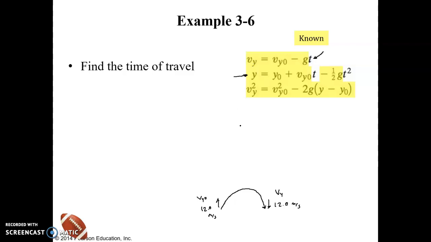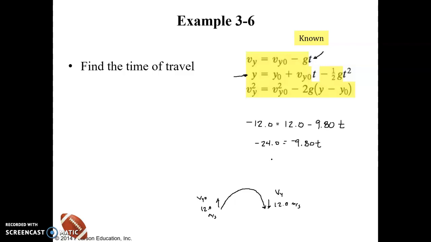So Vy, that's negative 12.0 equals 12.0 initial minus 9.80 t. So if I subtract 12 from both sides, that's negative 24.0 equals negative 9.80 t.